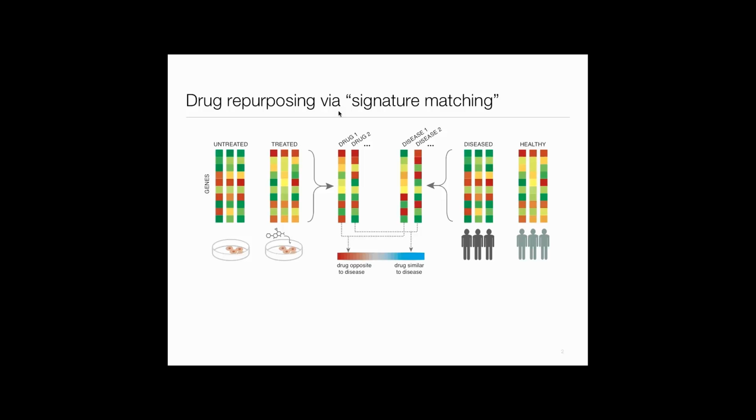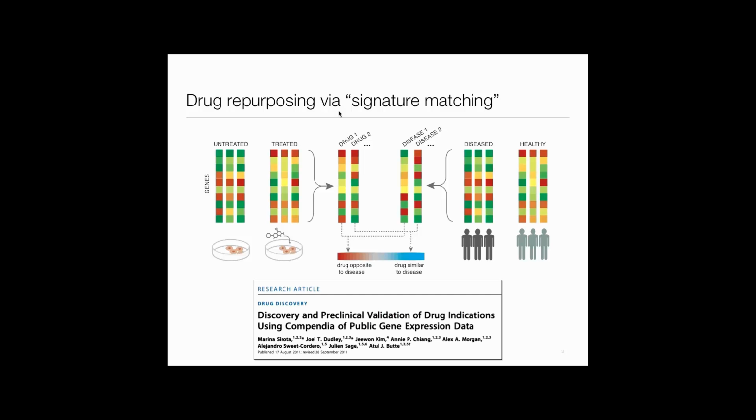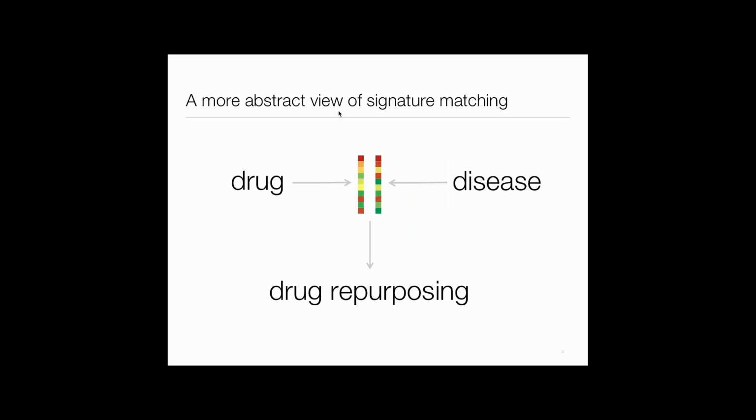And so a lot of work has been done using this approach, and maybe one of the most cited papers is the one I'm showing here, that led to two unintuitive drug-disease connections. For example, using topiramate, which is originally an anticonvulsant, for IBD. Okay, and so here's a more abstract view of signature matching, where you just have a drug profile and a disease profile, and you compare them, and this leads to some drug repurposing hypotheses.